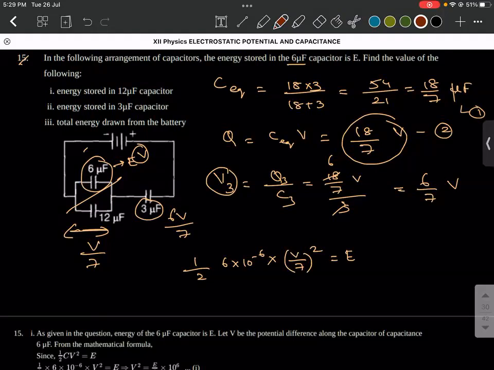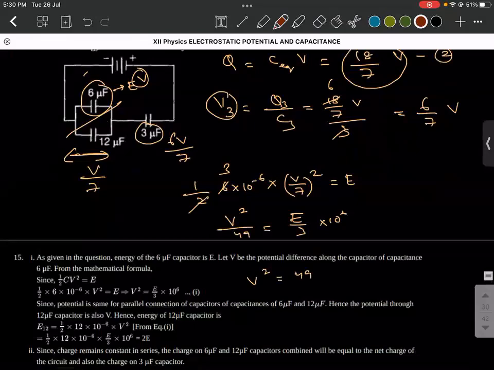What did I do? I applied the formula half CV square. Half CV square is equal to E, so V square divided by 49 is going to be E by 3 into 10 power 6. So V square is 49 E by 3 into 10 power 6. Wherever I find V square, I'm going to use this expression. They're asking the energy across the 12 microfarad capacitor. For that, half into 12 into 10 power minus 6 into, in the place of V square, I can use 49 E by 3 into 10 power 6.